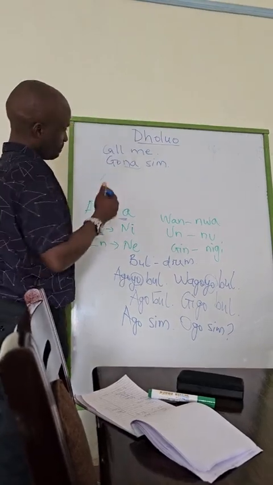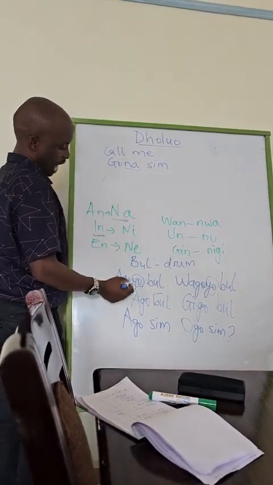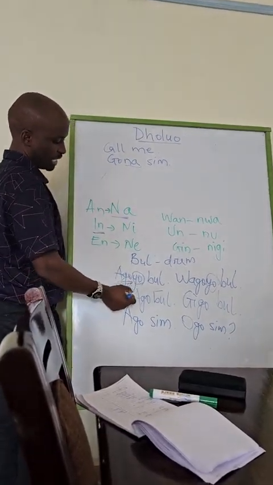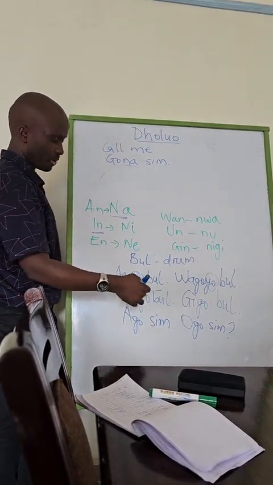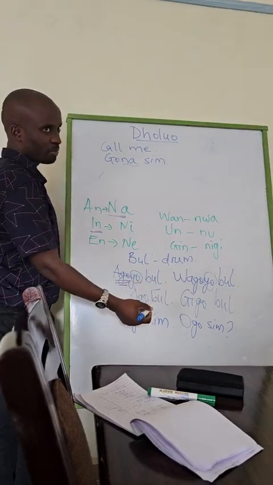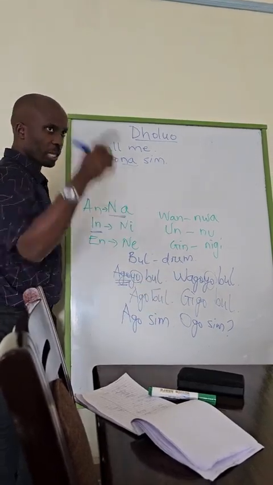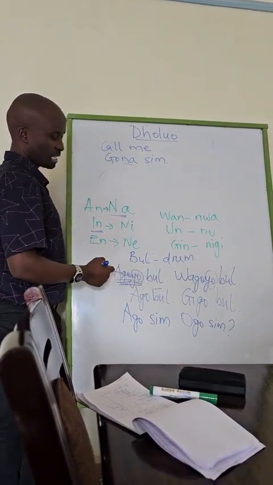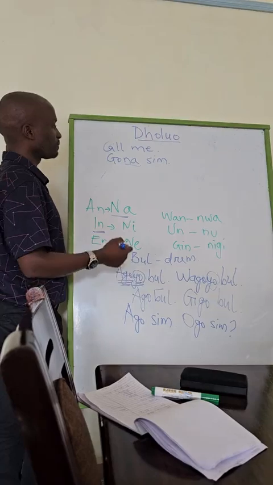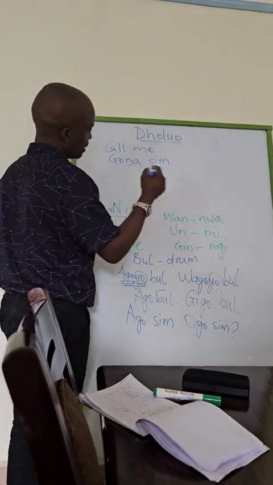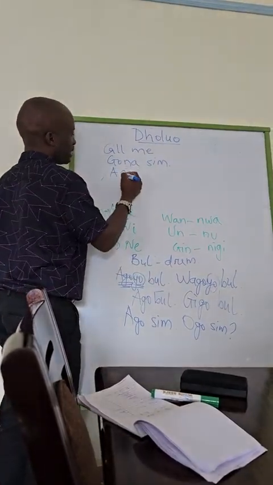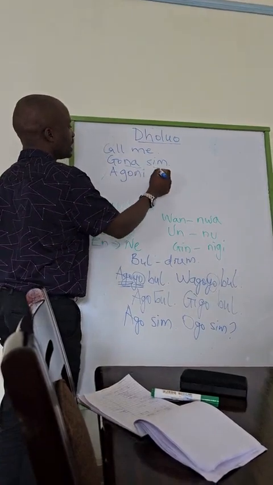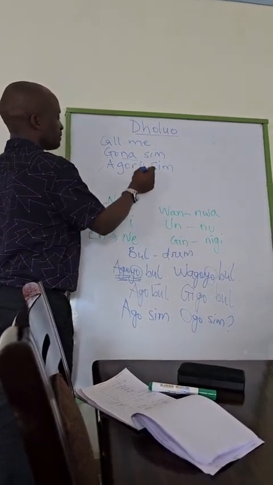Ago ni sim. It's not just "goyo". I'm not "goyo", "ago sim". I'm calling. But because I'm calling you, instead of just leaving it as "agoyo" or "ago sim", I say "ago ni sim". Okay? Ago ni sim.